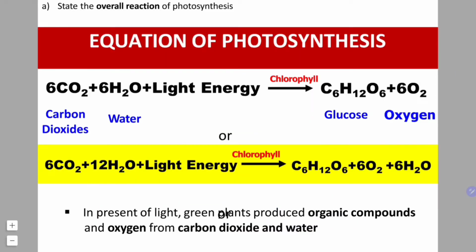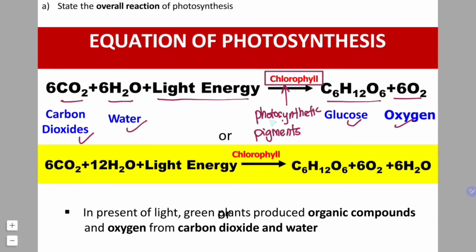So this is the chemical equation for photosynthesis. During photosynthesis, carbon dioxide will react with water in the presence of light energy as the energy source to produce glucose and oxygen. When writing the chemical equation, it is very important that you write down the name of the chemicals, as well as label the arrow with chlorophyll. Chlorophyll is the main photosynthetic pigment. Without chlorophyll, photosynthesis cannot occur because we need chlorophyll to absorb the light energy.